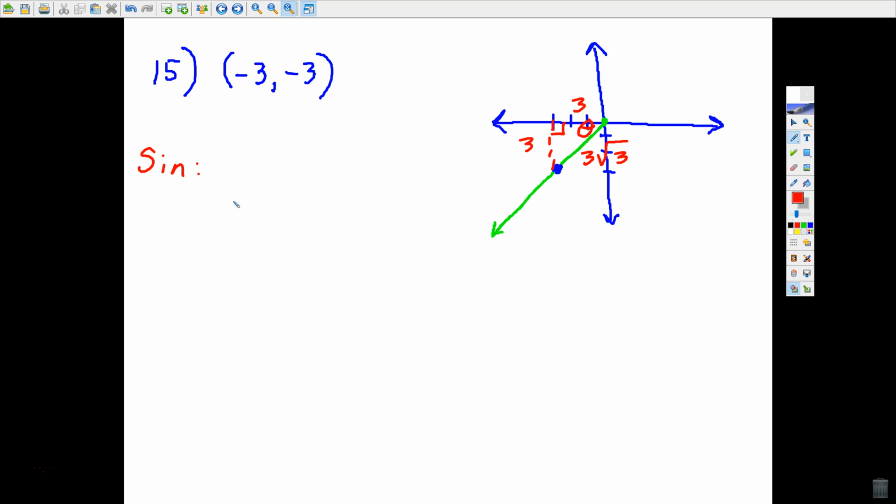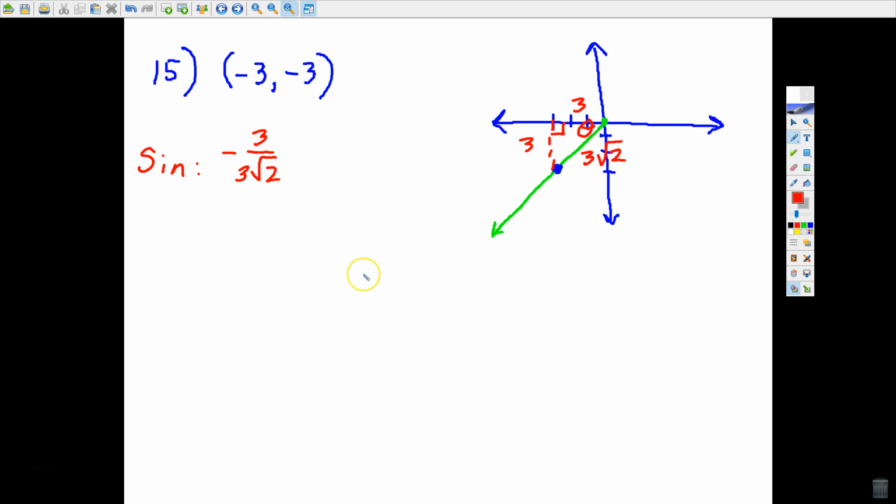What is sine here for theta? John? Negative 3 over 3 square root of 2. That should be the square root of 2, shouldn't it? Did you say 2 and I just misheard you, Stacy? It should be 3 square root of 2.